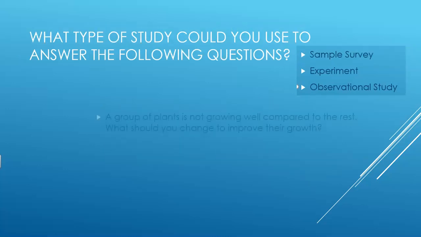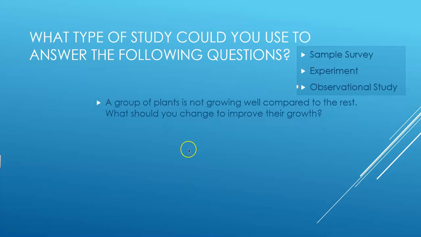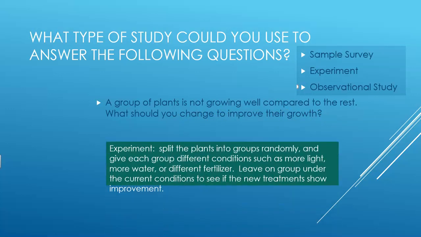Here's another situation. A group of plants is not growing well compared to the rest. What should you change to improve their growth? So this one, you can kind of see it would ask for an experiment, right? And you would split the plants randomly into groups, give each group different conditions. One could have more light, more water, and one could have more fertilizer, whatever. And this should say one. You leave one group under the current conditions to see if the new treatments show improvement.